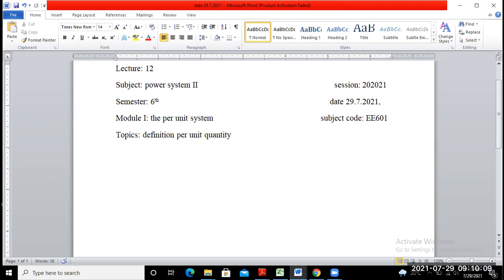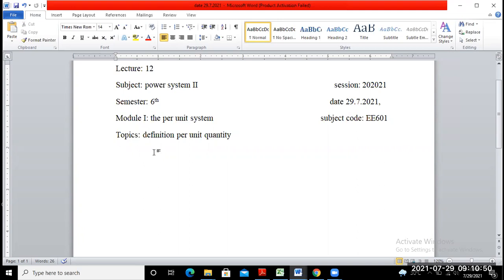Okay, so in a transformer, we know that two windings exist. One is your high voltage winding, another is your low voltage winding. So you calculate the parameters in per unit quantity either for the high voltage side or for the low voltage side. Let's define here the per unit quantity. We already explained that calculations are commonly done in per unit quantity in power system. So whatever the electrical equipment in your power system, we try to convert it to per unit quantity.